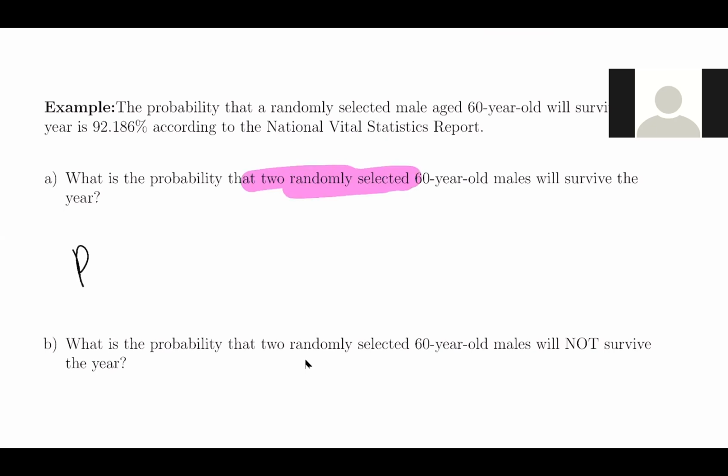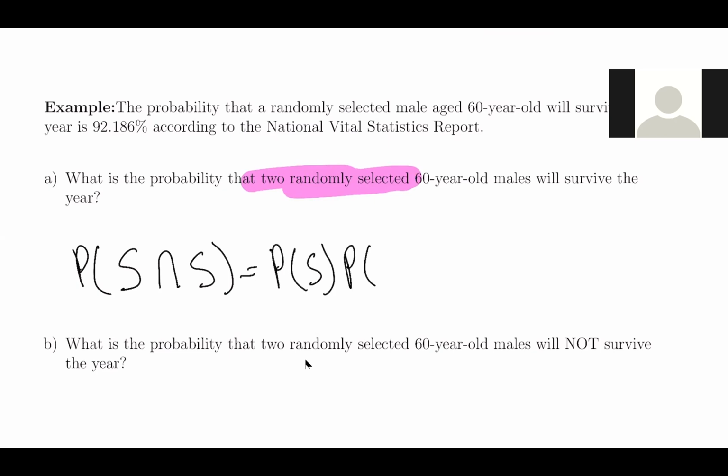So they're telling us we want both of them to be alive, or both of them will survive to go from 60 years to 61. So we want the first one to survive, and we want the second one to survive. So we're going to say the probability the first one survives multiplied by the probability the second one survives. The probability the first one survives is 0.92186. The probability the second one survives is 0.92186.